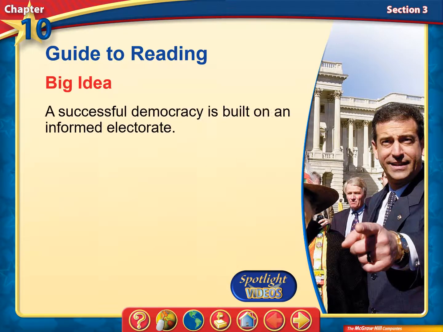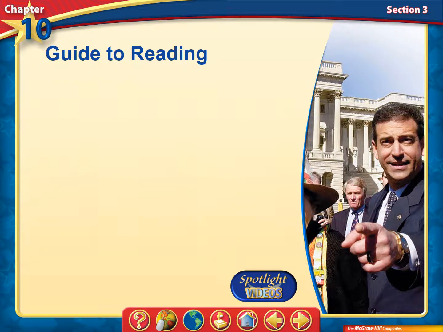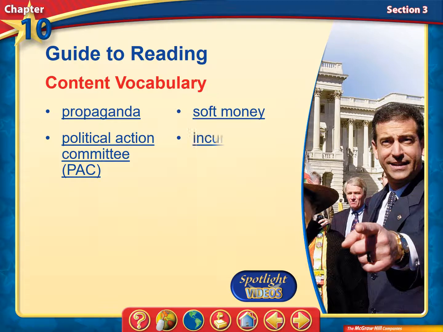Today we'll be talking about Chapter 10, Section 3, and the big idea here is that we need to be informed as the electorate. We are the electorate, the people who vote or not vote for these individuals. And so we need to learn how that process works. So a few terms that I'm going to throw at you today. Number one, propaganda, political action committee, soft money, which is really tricky to understand, but we'll get to it, and then incumbent.